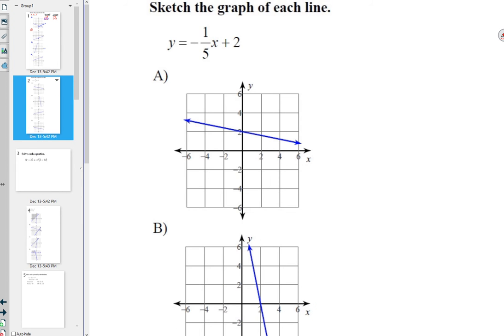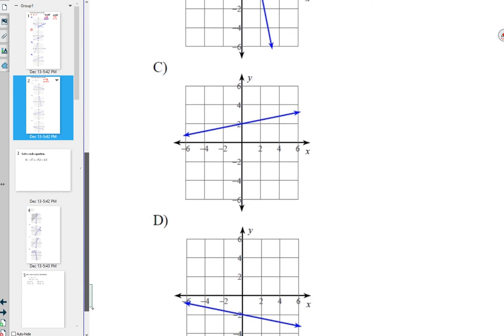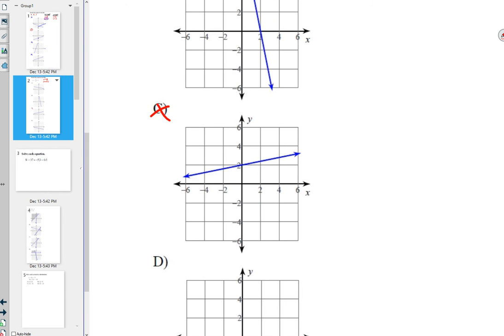What form is this in? Slope-intercept. Right? These are the ones that were missed the most. And so all you have to do here is find something that has a slope of negative 1 over 5 and a y-intercept of 0, 2. Negative slopes go up and to the left and down and to the right. So that already eliminates C. I know it can't be C.